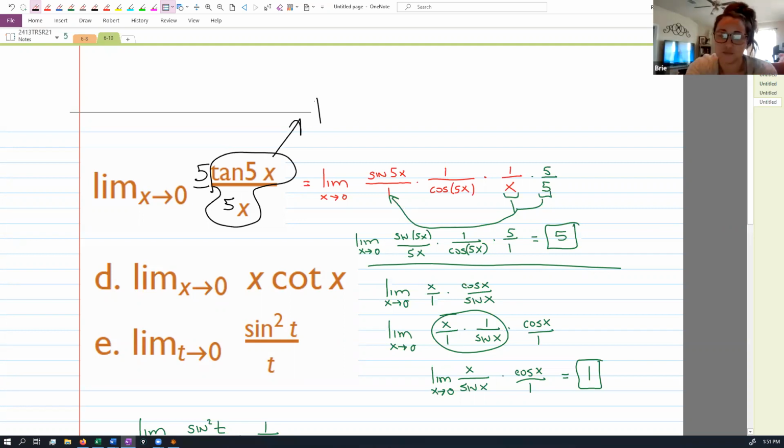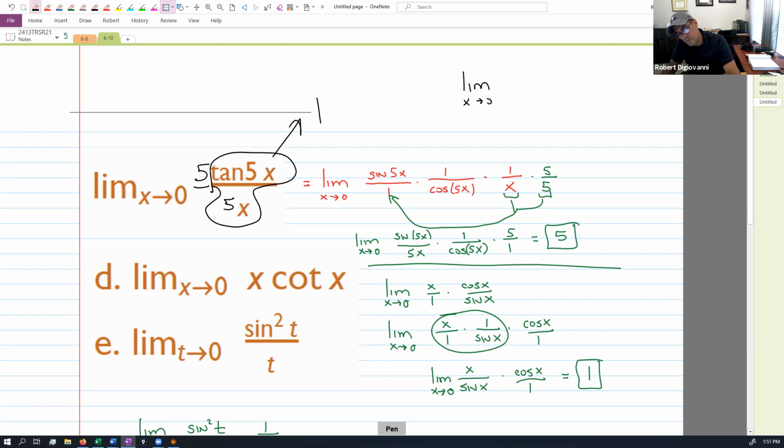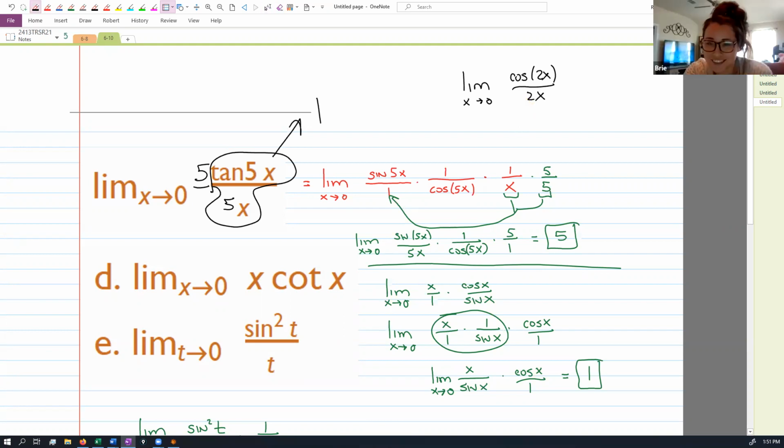Oh, okay, gotcha. So look, if I did this limit, watch, limit as x goes to 0. Let's say we did cosine of 2x over 2x. That is not 1. It has to be a sine for this to work. Gotcha, okay.